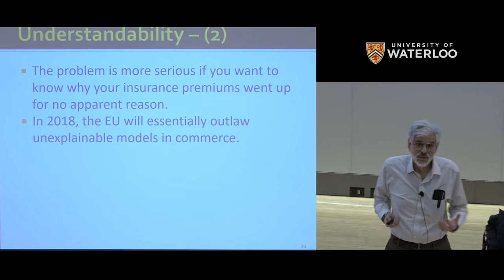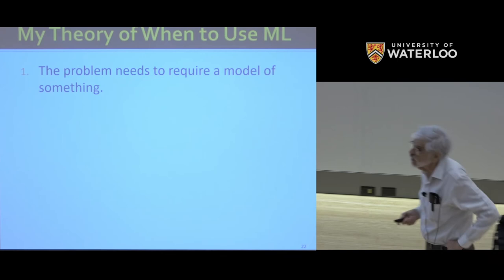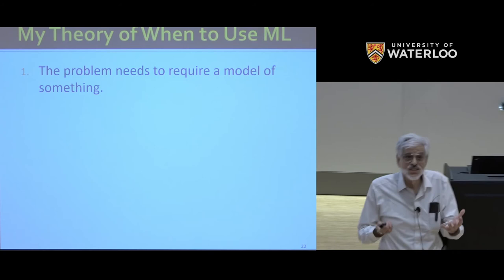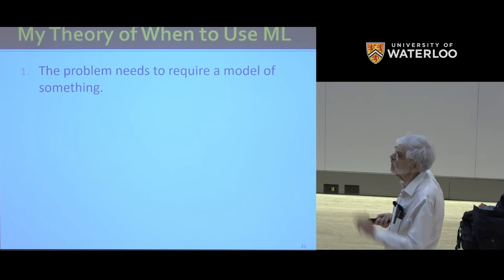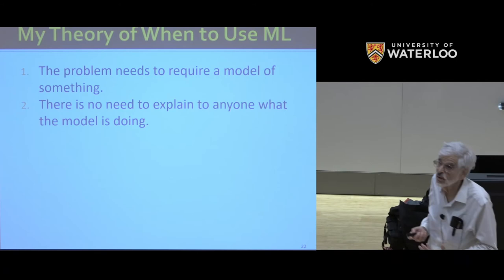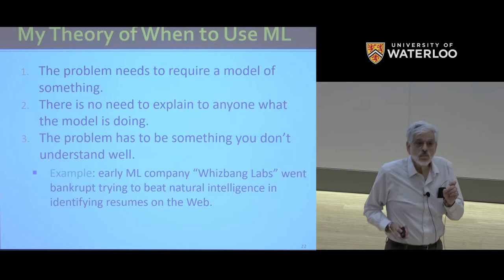Well, I don't want to get into how stupid I think this is, but here's what I think about when you should use machine learning and when you shouldn't. First of all, if the problem doesn't yield to a model, then machine learning is not useful. If it does, it might. It's a good candidate. You also need to make sure that you will never need to explain to somebody what the model is doing. And a third point is that the problem has to be something where people don't really understand it.